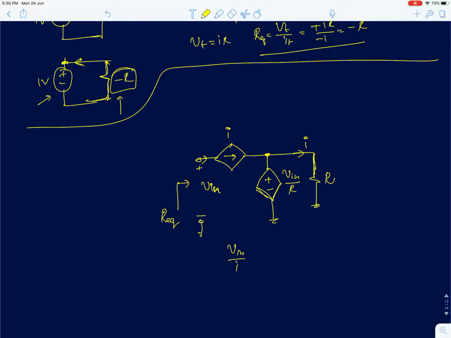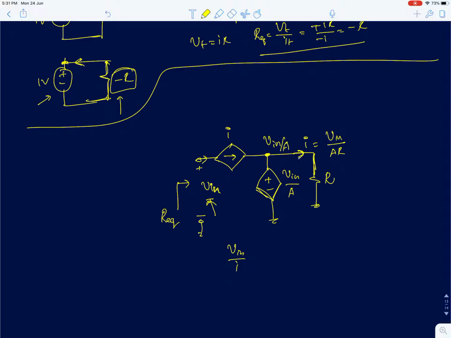So if this is V in here, the voltage at this point, this is not R, this is A, is simply V in upon A. So the current here through the resistor is simply given by V in upon AR.